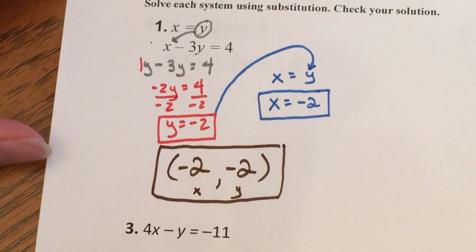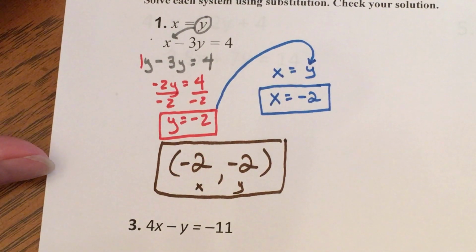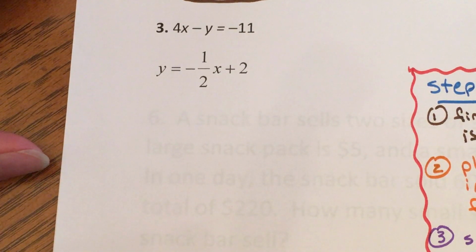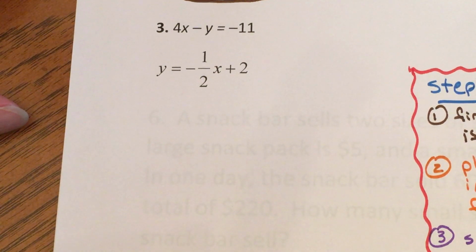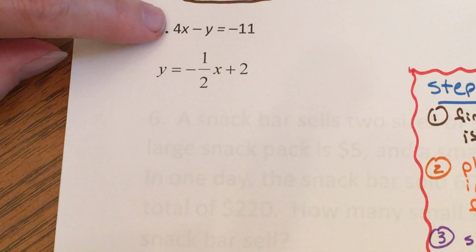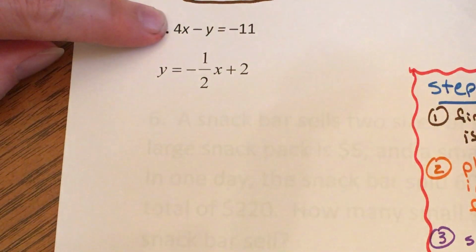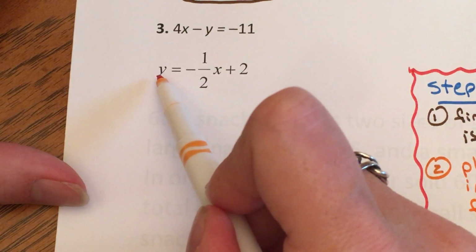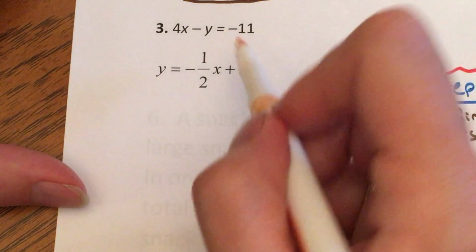Let's go check out exercise 3. All right, exact same problem steps. So step 1 says find the equation that is solved for a variable. Is my first equation solved for a variable? No, I have x and y both on the left side of the equal sign. But my second equation is solved for y. It is on the left side by itself.